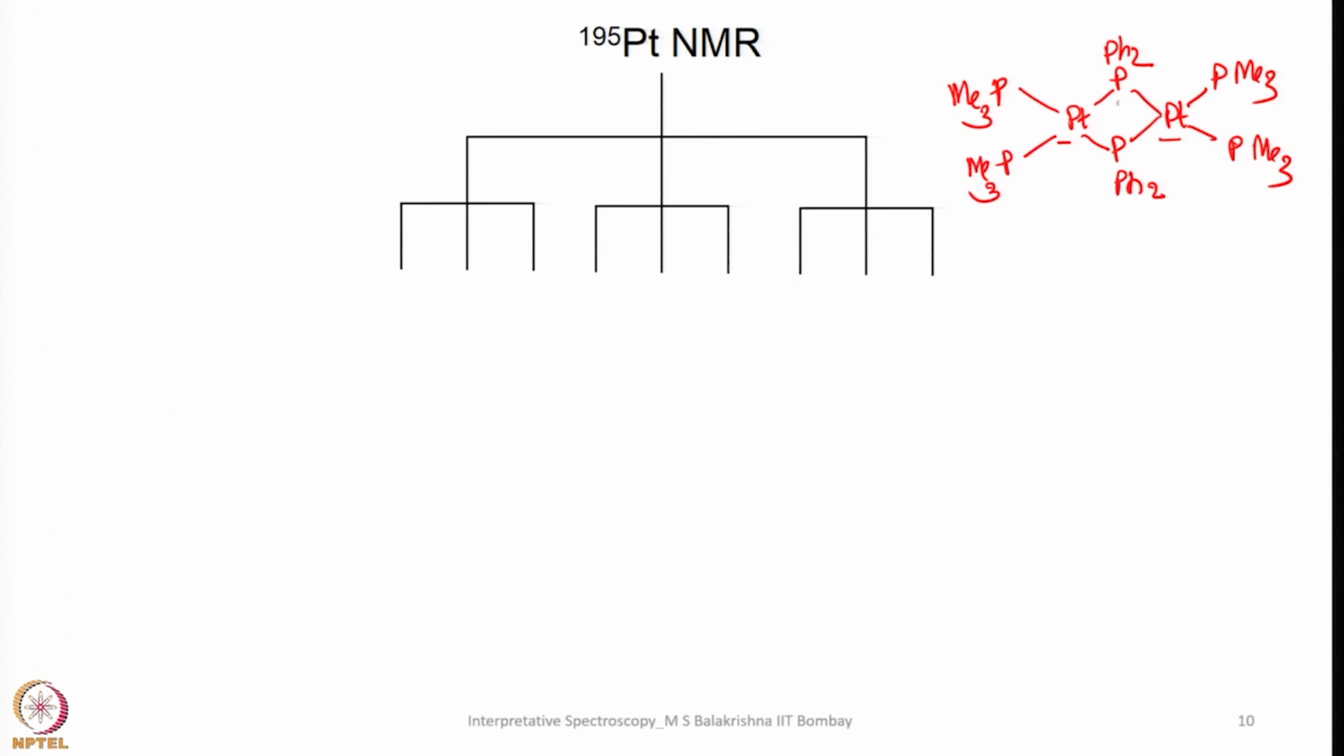So first, this is coupled with 2 phosphorus units, and if you just look into 2nI+1, it should be a triplet, and then this separation would be 1J Pt-P of PPh2. Now each of these signals will be further split by 2 trimethyl phosphines. This will be coupled with first these 2 and then these 2. So this separation is 1J Pt-P of PMe3. So it shows a triplet of triplets, and if you look into the spectrum, it should look like 1:2:1.